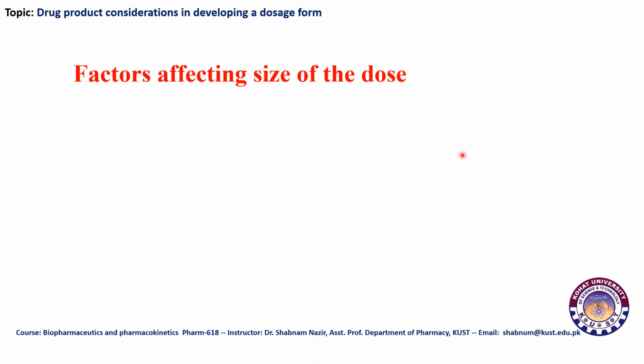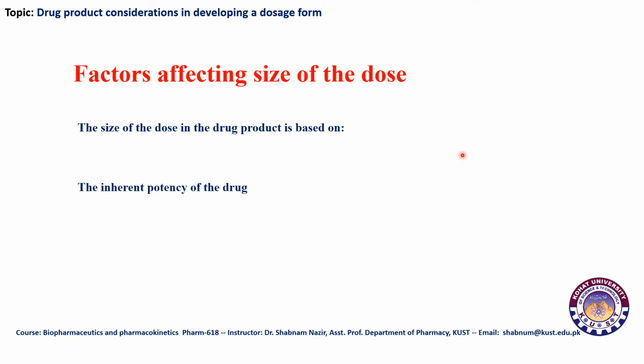As we were talking about, the size of the dose plays an important role in determining whether the desired concentration is within the therapeutic window or not. So it is important to understand how the size of the dose is affected, and by what underlying mechanisms or factors. One of the important factors is the inherent potency of the drug. How potent a drug is is extremely important to consider.